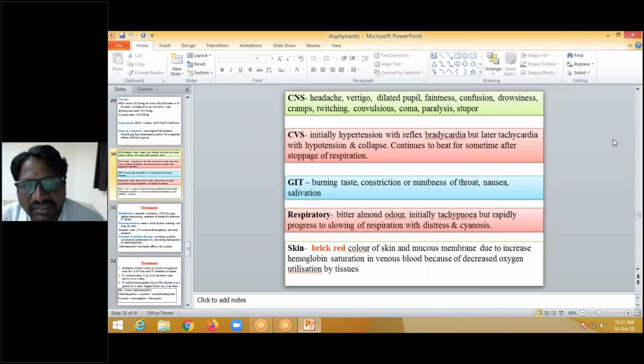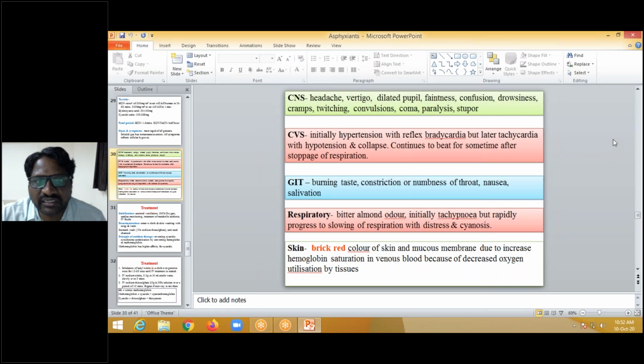So come to the signs and symptoms of the systems that are affected due to cyanide poisoning. First of all, CNS symptoms, already told. The enzymes will be blocked, leading to headache, vertigo, dilated pupils, faintness, confusion, drowsiness, cramps, twitching, convulsions, coma, paralysis, and stupor. These are the central nervous system effects under cyanide poisoning. Come to the cardiovascular system. Initially hypertension with a reflex bradycardia, but later tachycardia with hypotension and collapse. It continues to beat for some time after stoppage of respiration.